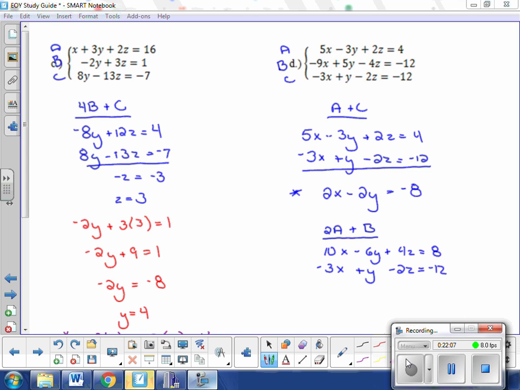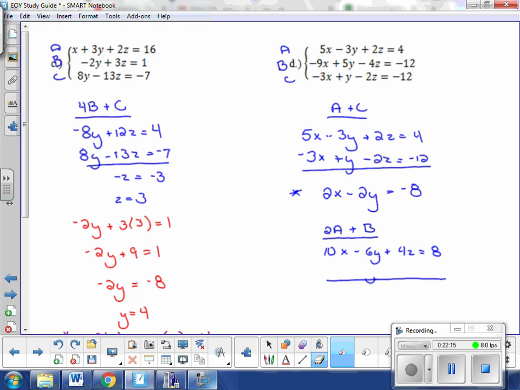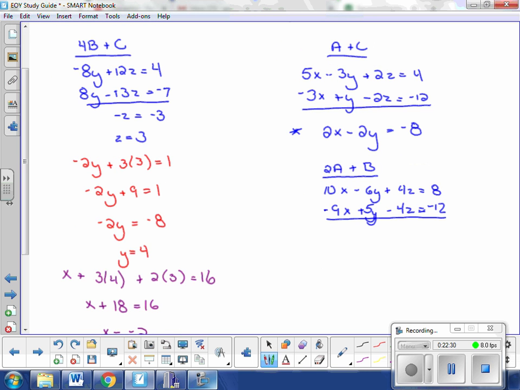Combine these two through addition. Oh, sorry, I wrote down C and not B. There we go. B is negative 9x plus 5y minus 4z equal to negative 12. Now, this will get the z's to eliminate. So this would give me x minus y equals negative 4.